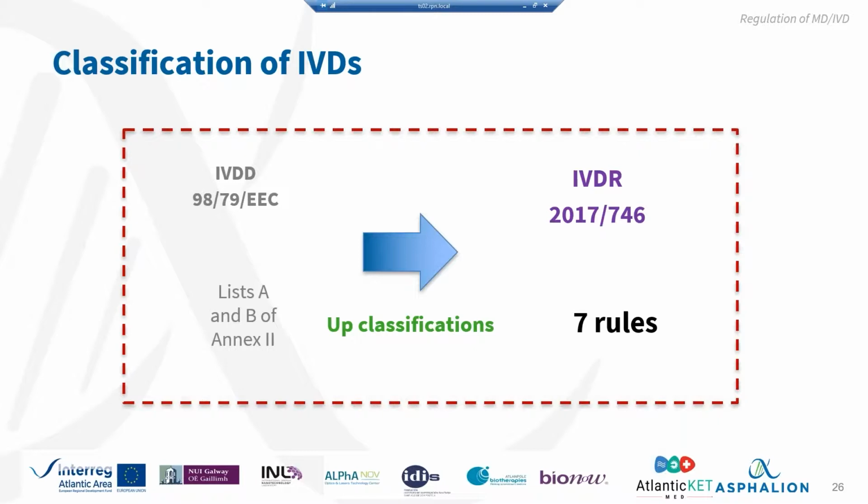On the other hand, let's talk now about IVDs. What happens with IVDs? This classification has changed quite a lot. It's not like in the medical devices. It has changed from one system of classification to another. What was the classification system with the directives? There were two lists, A and B, in Annex 2, and if your device fell within any of these lists, it would be classified accordingly. But if not, it would be a class A device, the lowest risk device.